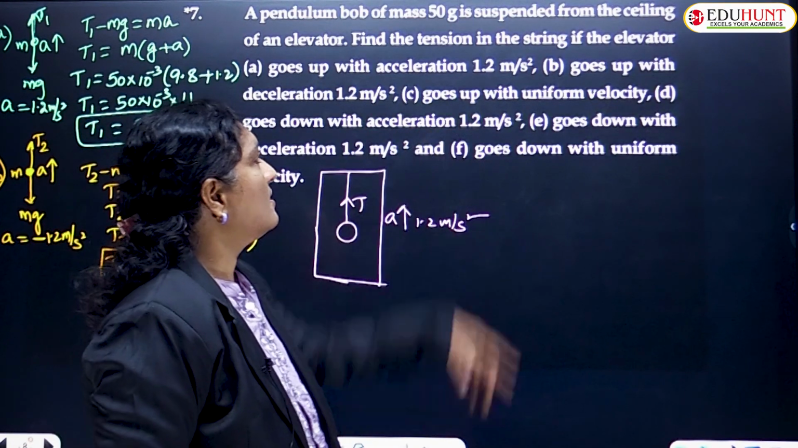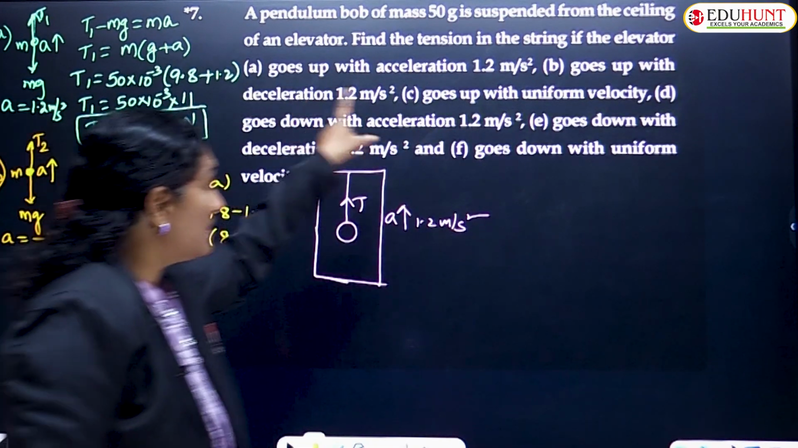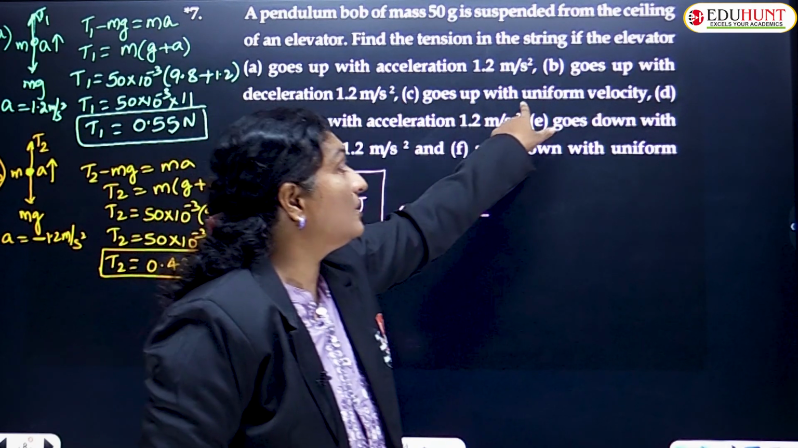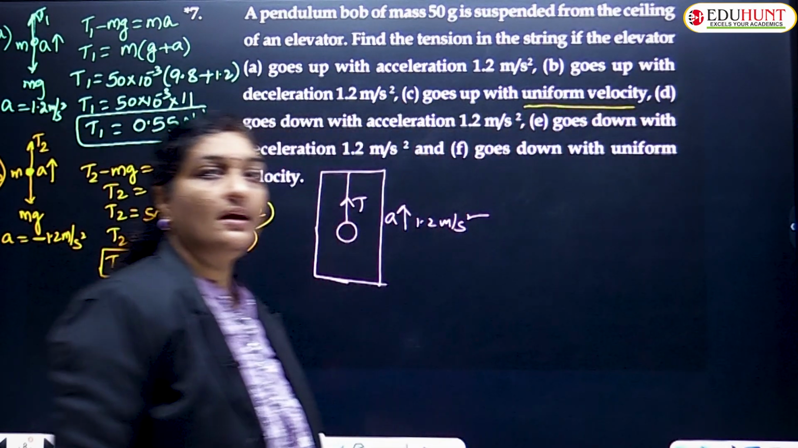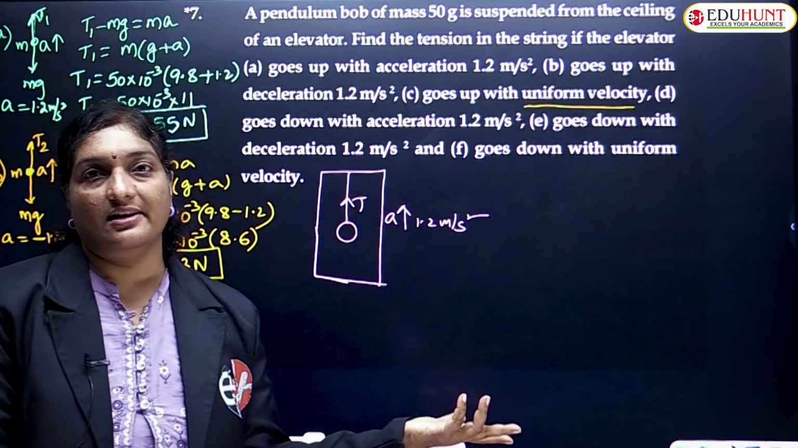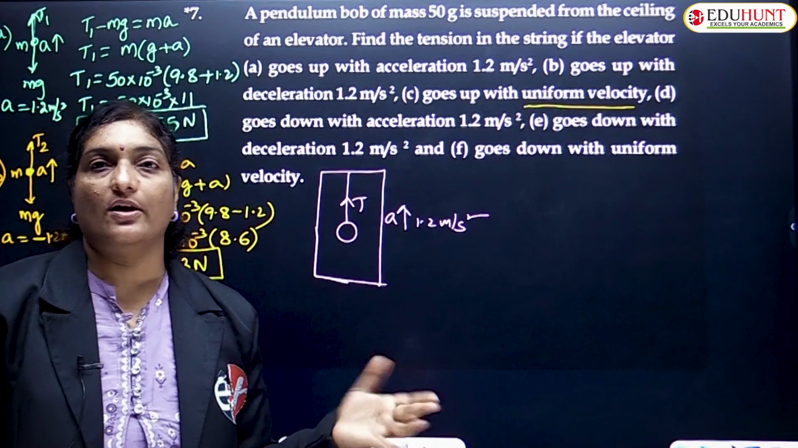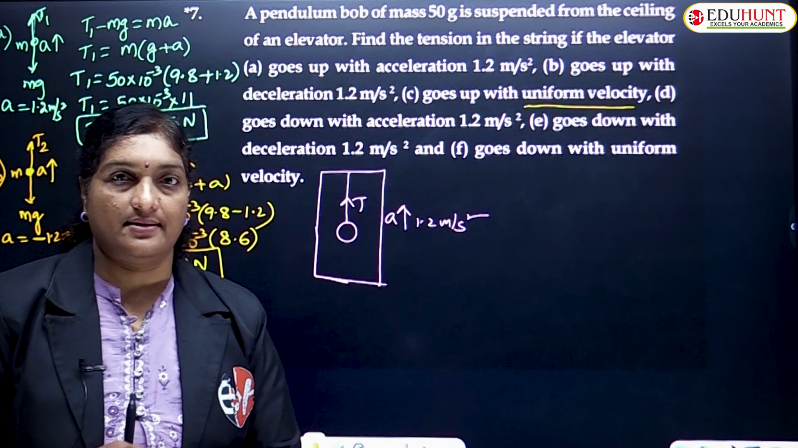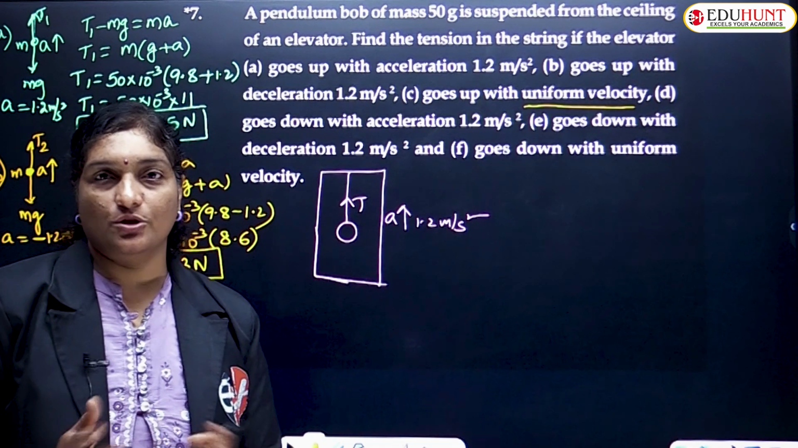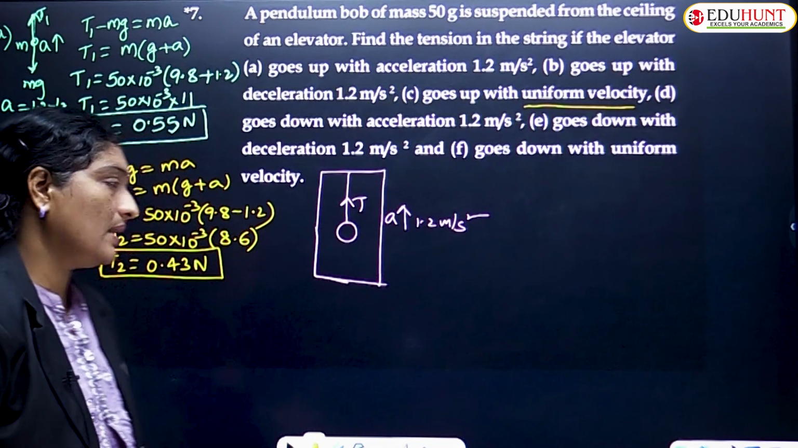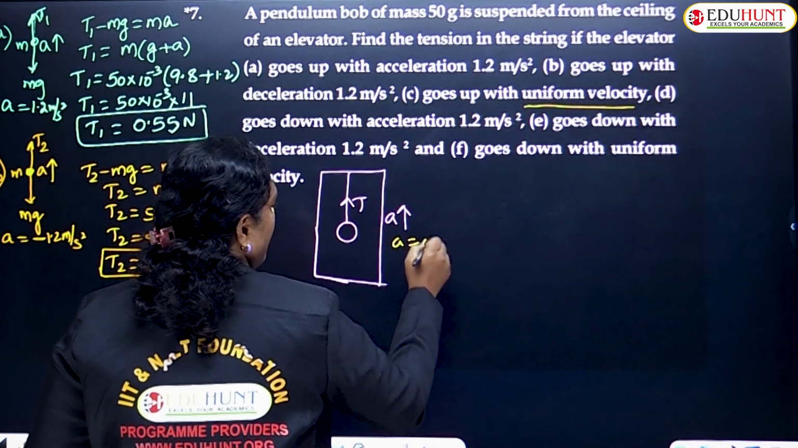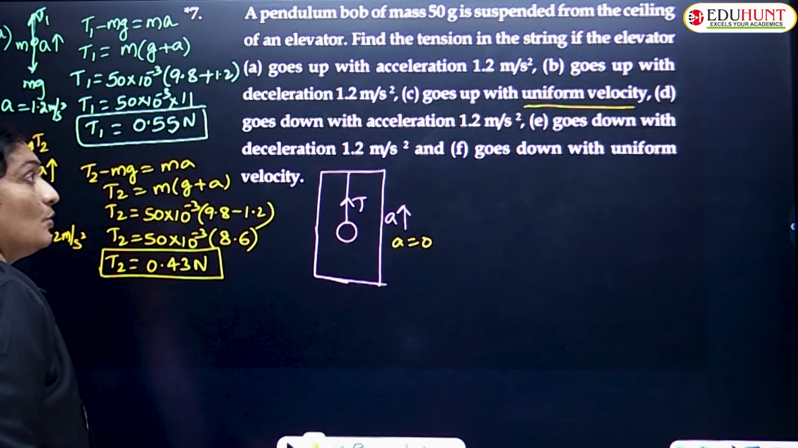So now focusing on the third part of the question. In the third case also, the lift is again going up. The elevator is again going up with uniform velocity. Children, whenever a body moves with uniform velocity, what is the acceleration? 0. Constant velocity means not at all accelerating. Acceleration is 0. a equals (v minus u) by t, v equals u, final and initial are the same. So a is 0. So in the third case, a is given as 0 because it is moving with uniform velocity.